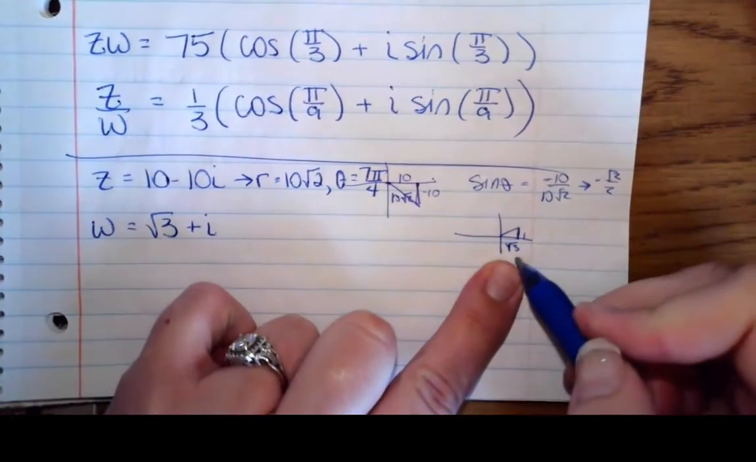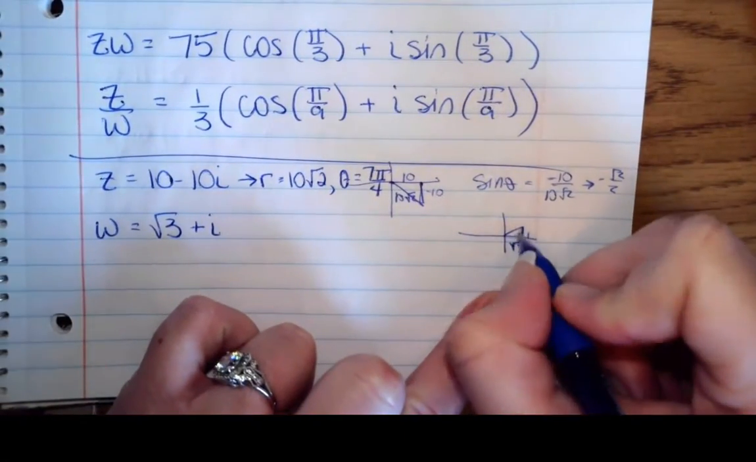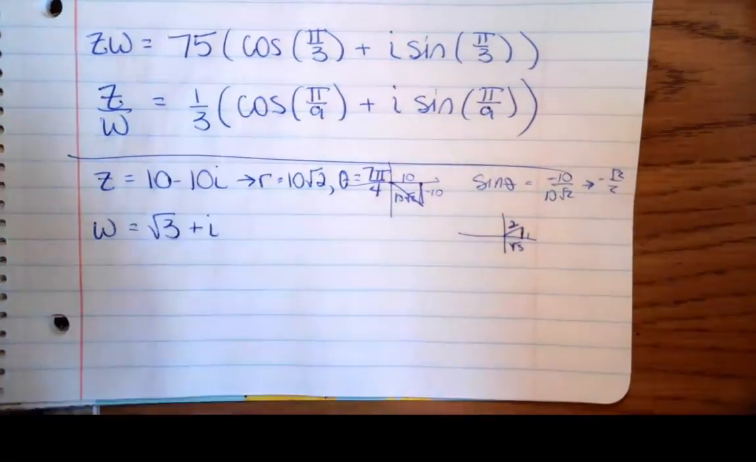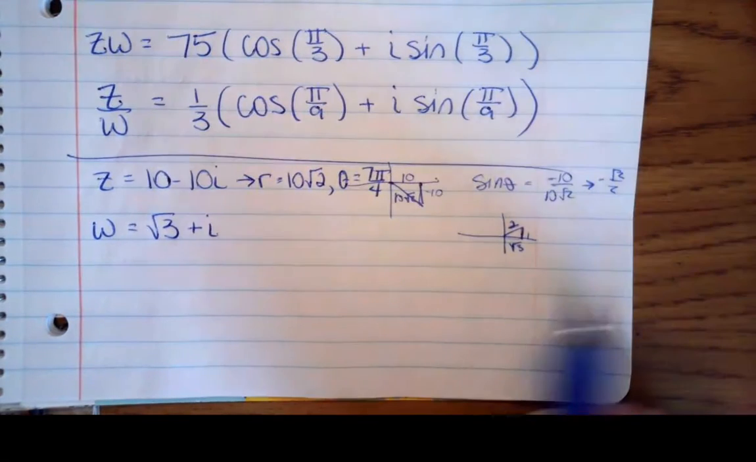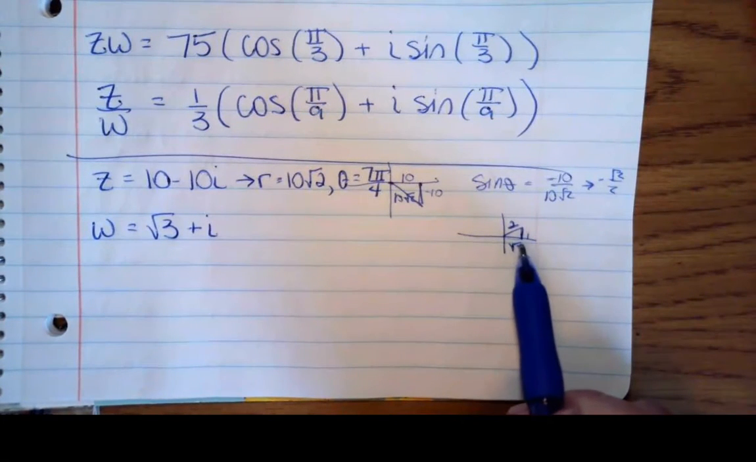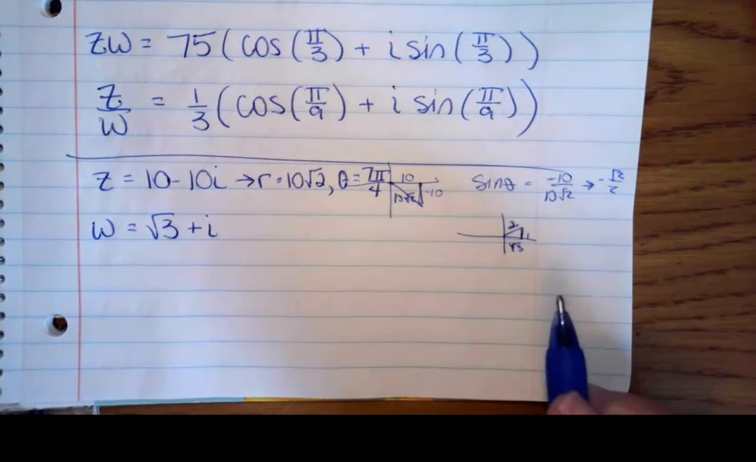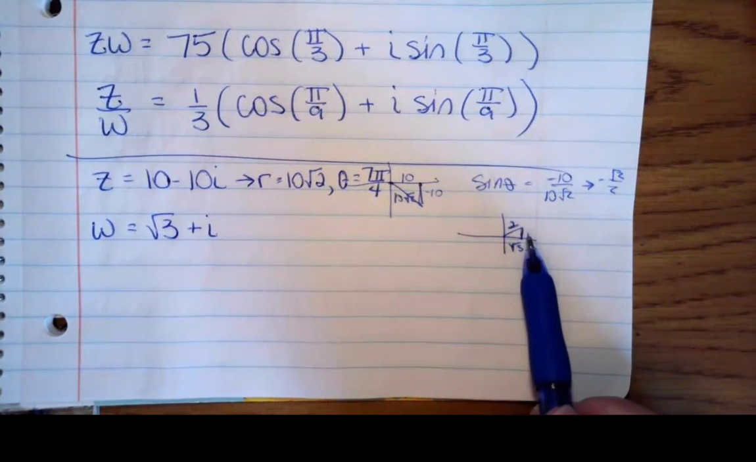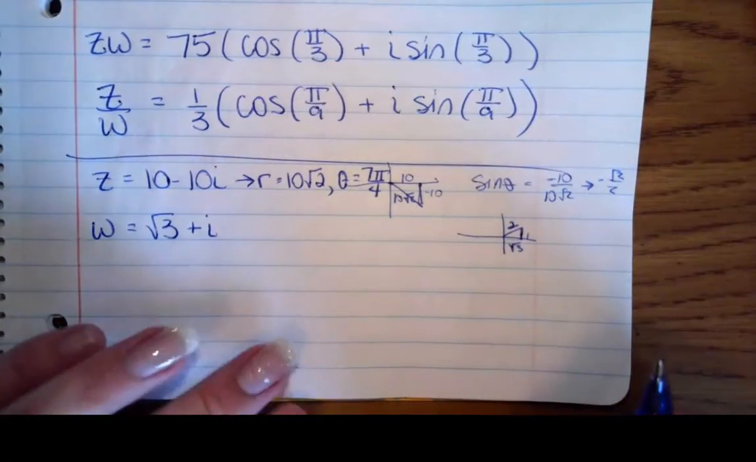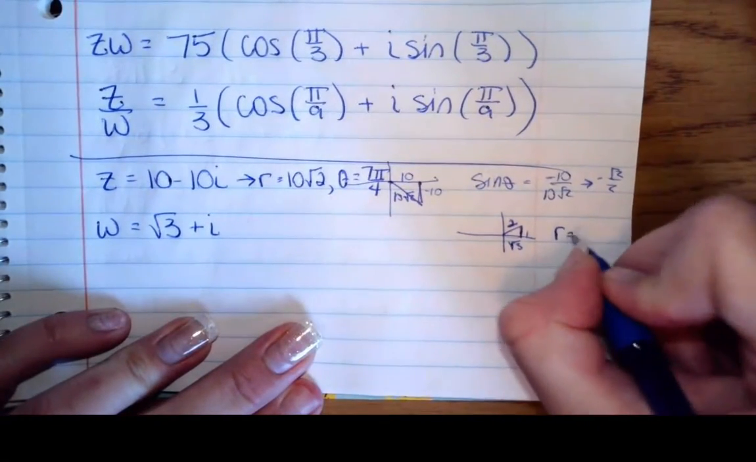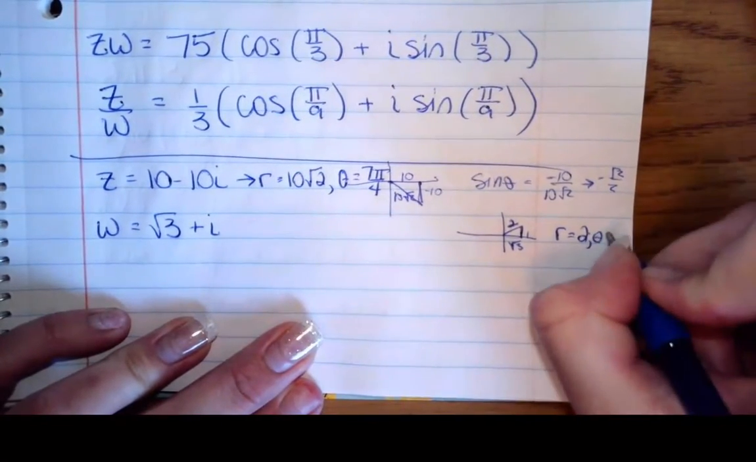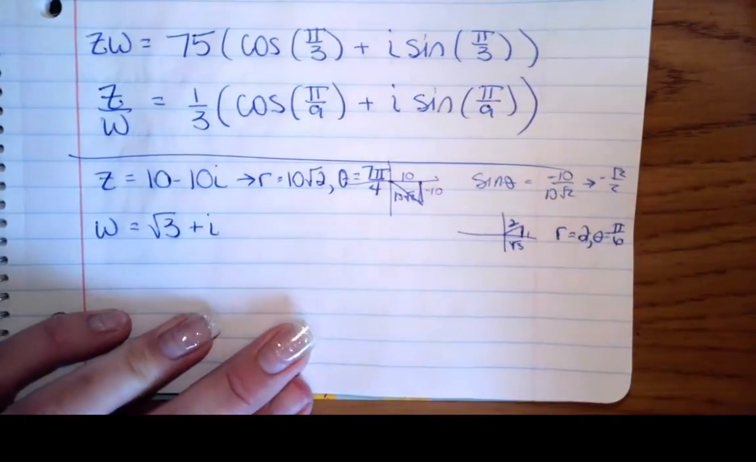If I use the Pythagorean theorem, I'll find out that that's 2. Using the Pythagorean theorem, I have a width of root 3 and a height of 1. The Pythagorean theorem says that my hypotenuse is 2. So what is the sine? Where does sine equal 1/2 in quadrant 1? That's going to be pi over 6. So my r is 2 and my theta is pi over 6.